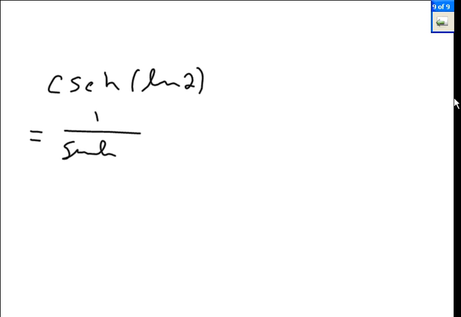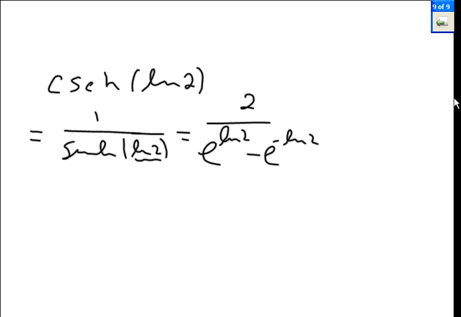Suppose you were asked to calculate the hyperbolic cosecant of ln of 2. Well, that's kind of complicated, which is fine. The hyperbolic cosecant of anything is 1 over the sinh of the anything. Well, this time it's the reciprocal. You have 2 on top. You have e to the x, but that's x. e to the ln of 2 minus e to the minus ln of 2.